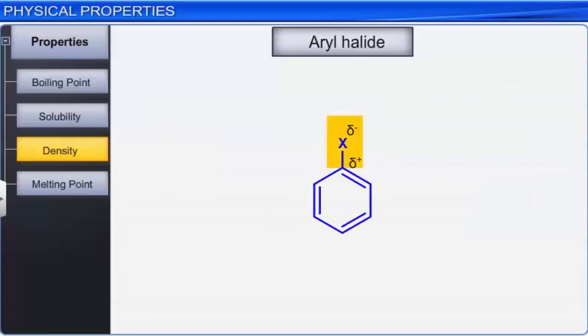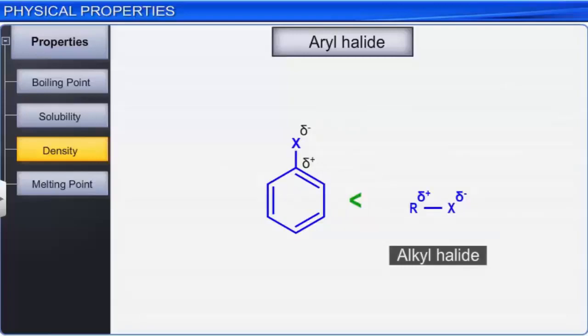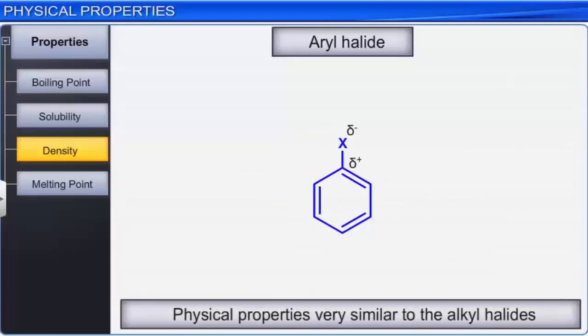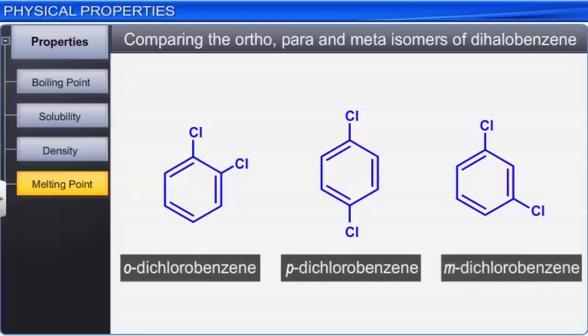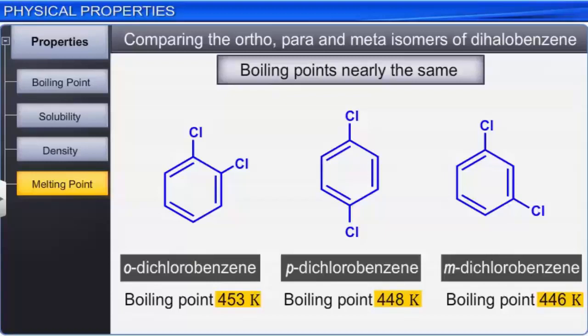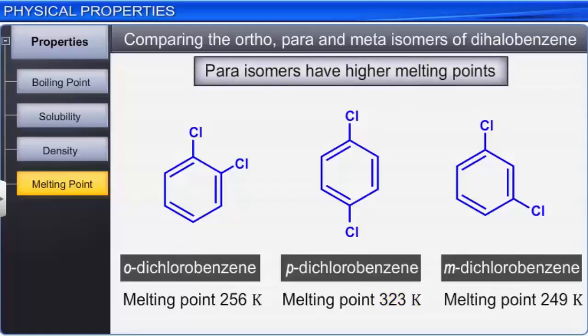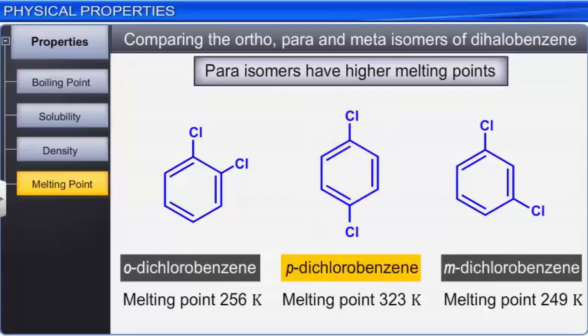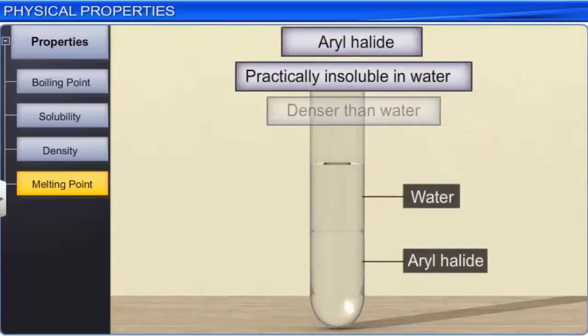Aryl halides are polar molecules due to the presence of the polar carbon-halogen bond, but they are less polar than alkyl halides. Aryl halides have physical properties very similar to alkyl halides. We should make special note of the isomers of dihalobenzenes. If we compare the ortho, para, and meta-isomers of dichlorobenzene, we see that their boiling points are nearly the same. However, the para-isomers have higher melting points. The greater symmetry of the para-isomers fits better into the crystal lattice, making the para-isomers melt at relatively high temperatures. Aryl halides are practically insoluble in water and are denser than water.